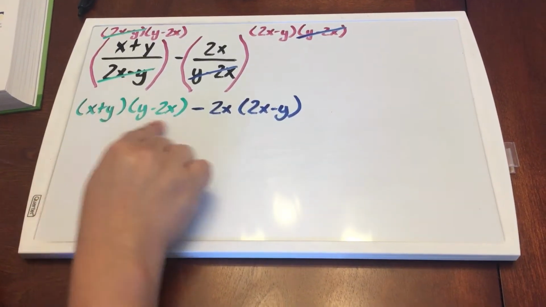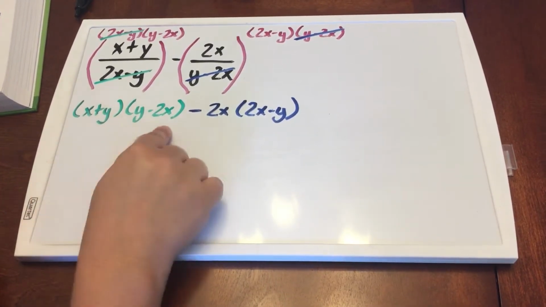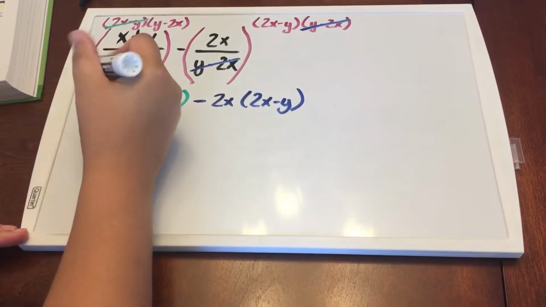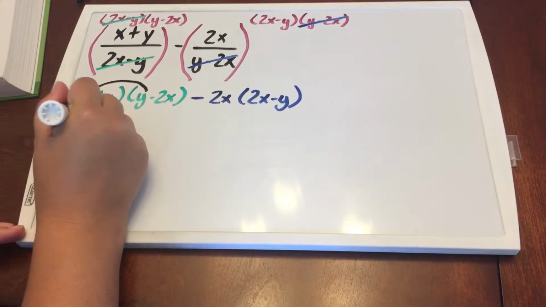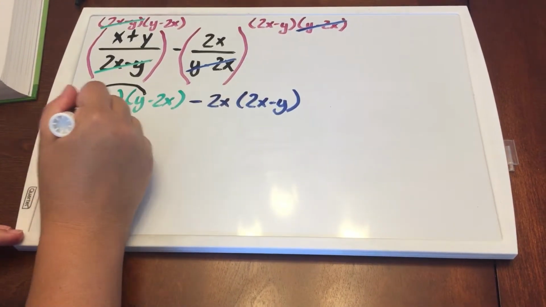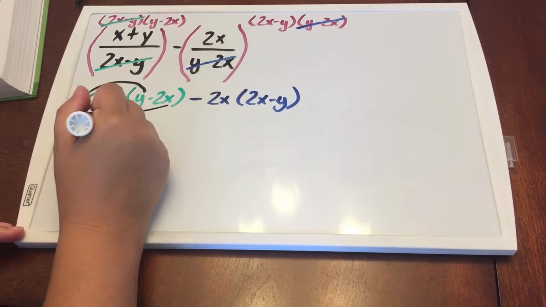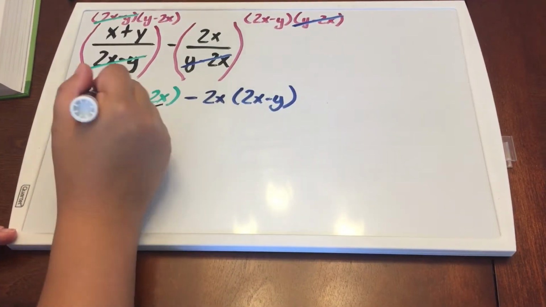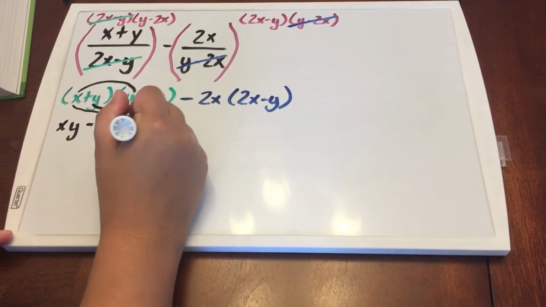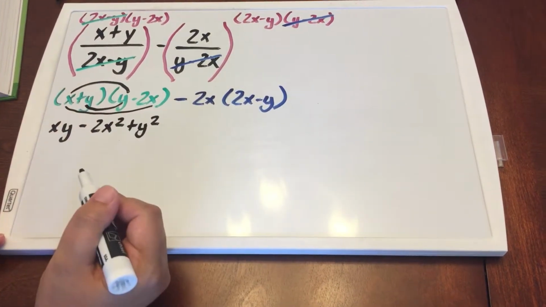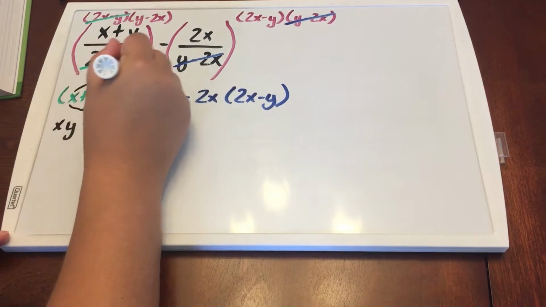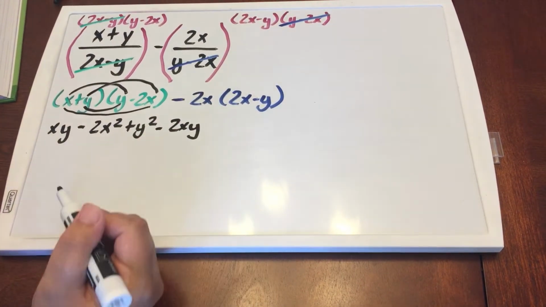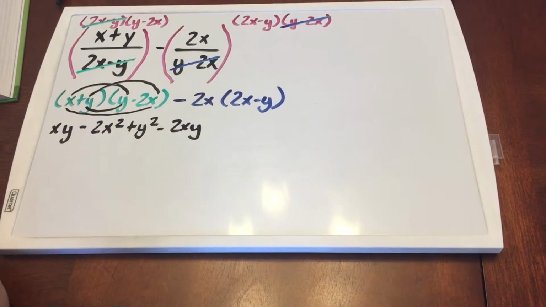Now, I'm going to work in these green binomials. So remember, you're going to have to FOIL this out. Your first term times your first term. So x times y, which is xy. Your outer terms, which are x and negative 2x, which is negative 2x squared. Your inside terms, which is y times y, which is y squared. And then finally your last terms, which is y times negative 2x, which is negative 2xy. So the green is FOILed out.